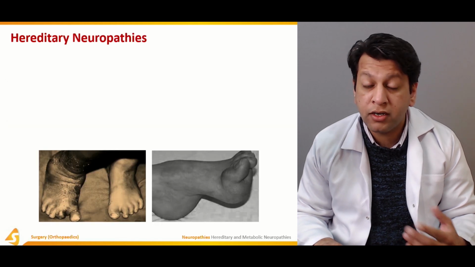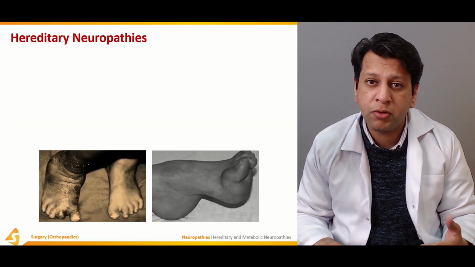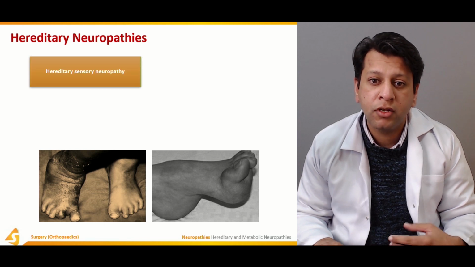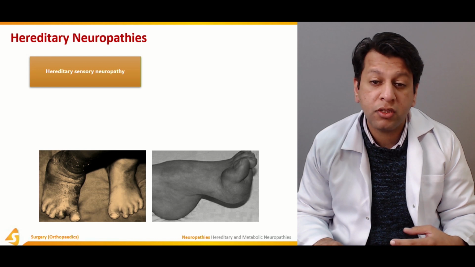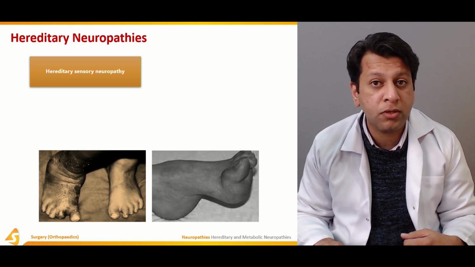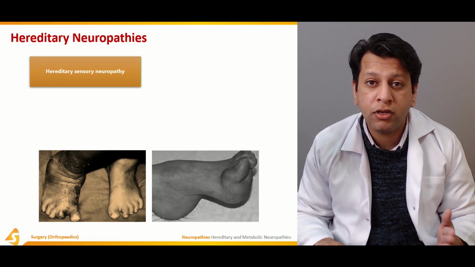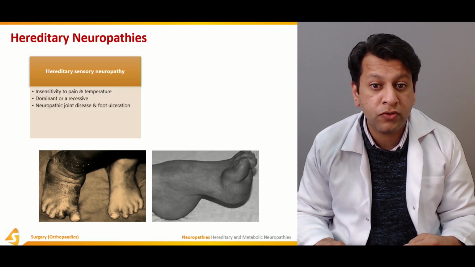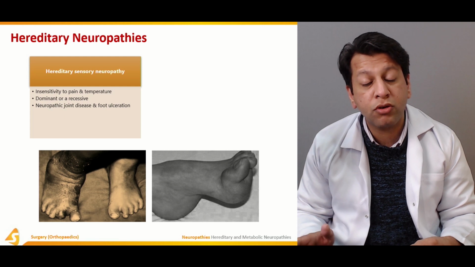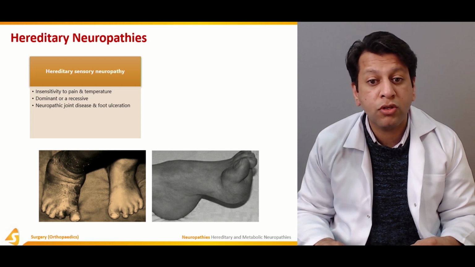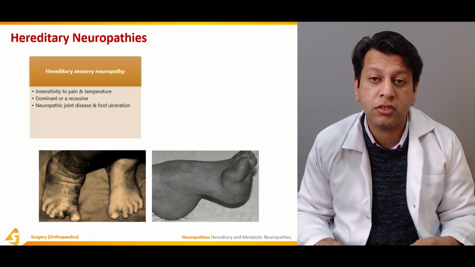So what are hereditary neuropathies? Neuropathies which may be present at birth. Usually there are four different types of neuropathy. One of them is hereditary sensory neuropathy. As the name suggests, it only affects the sensory portion of the nerves. There is insensitivity to pain and temperature. It could be autosomal dominant or recessive, and usually presents with neuropathic joint disease or foot ulcerations.